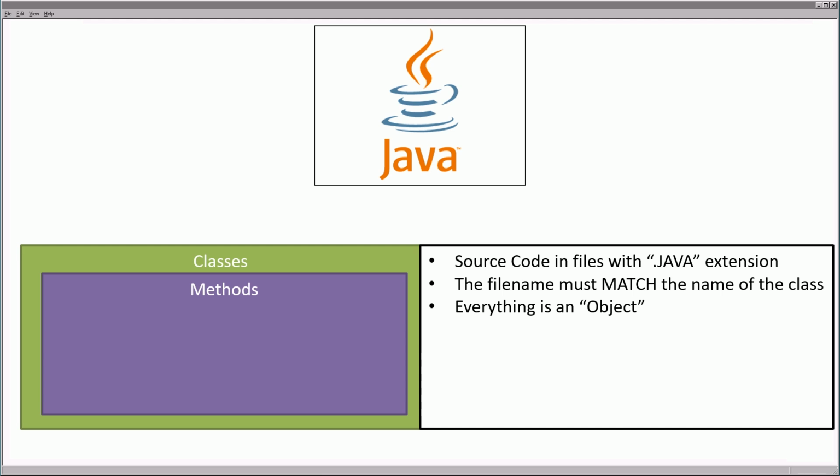If you don't do this, it creates what we call a syntax error, and effectively your code will not run. Once again, everything in Java is organized class first, then by methods. That indicates that everything in Java is an object.